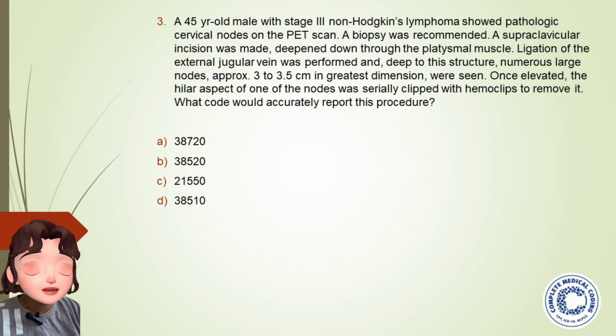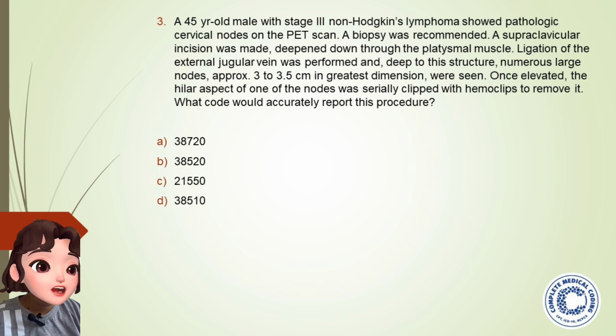So this is only a CPT code that we need to check. Let's directly move to the options one by one. What does the first code represent? 38720. 38720 represents cervical lymphadenectomy, complete. If you open the CPT code book, go to 38720, cervical lymphadenectomy, complete. This is not cervical lymphadenectomy. Nowhere is lymphadenectomy mentioned.